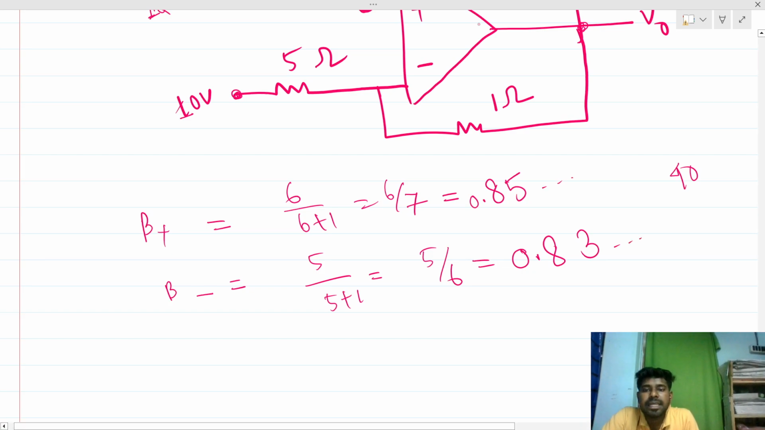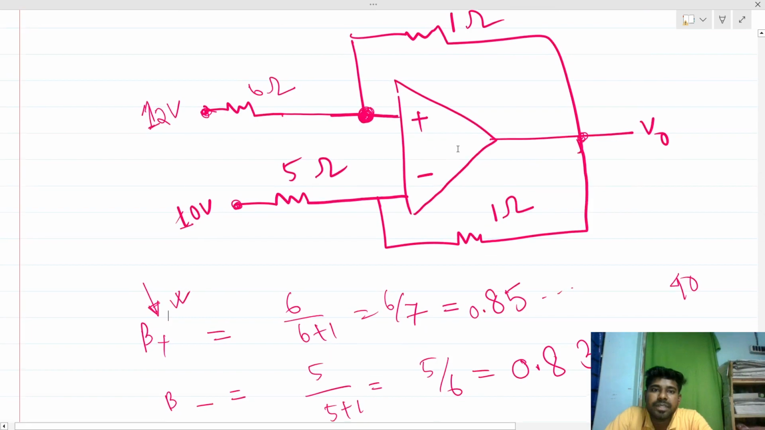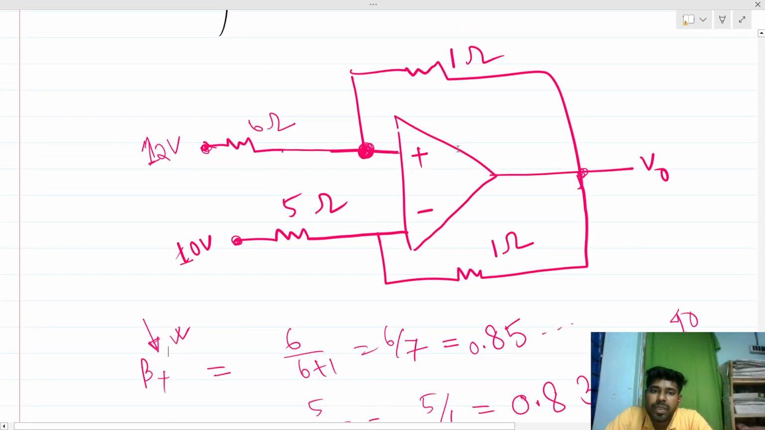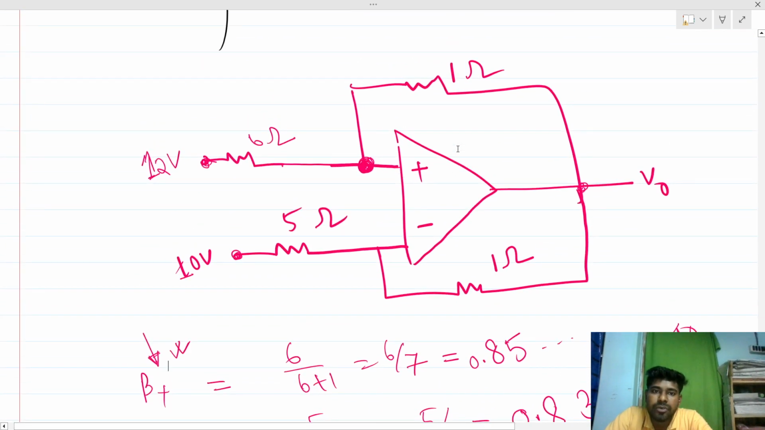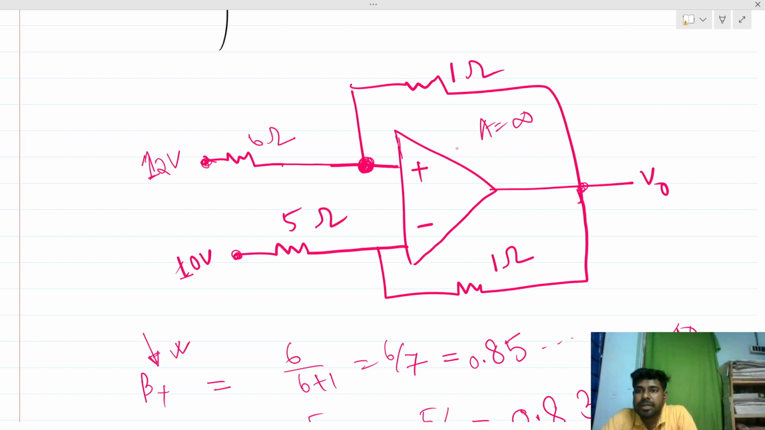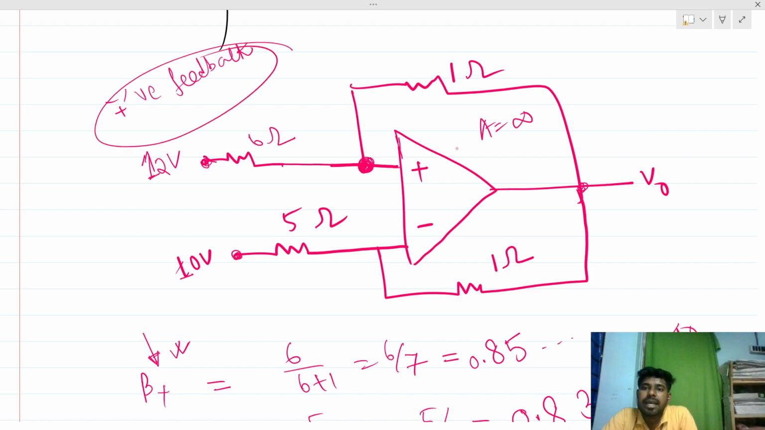Now we can see the positive feedback factor is dominant. Basically this becomes a positive feedback circuit. So we cannot apply the virtual ground short concept here. Even though the op amp is ideal, we cannot apply the virtual short concept because the circuit is in positive feedback. Positive feedback means it cannot act as an amplifier, it is like an oscillator.